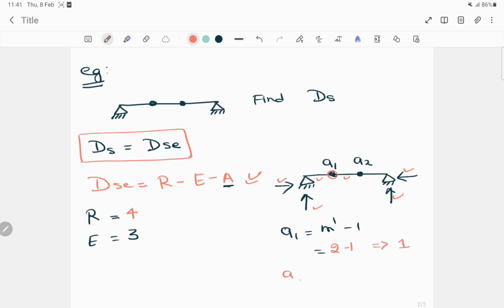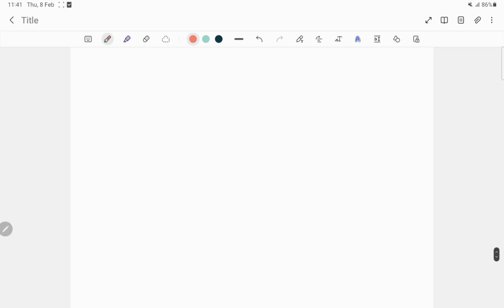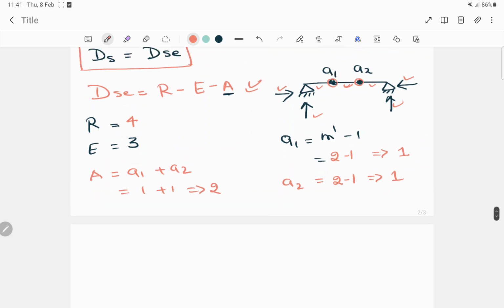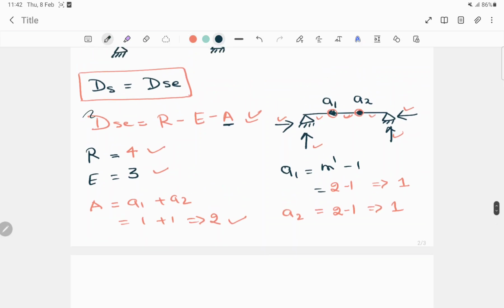Again we have to find A2. It will be the same. Here also 2 members are connected with this hinge, so it will be 2 minus 1 is equal to 1. So the capital A value will be A1 plus A2 is equal to 1 plus 1 is equal to 2. So now we have a value for R, E as well as for A. So we have to put all the values in this formula.